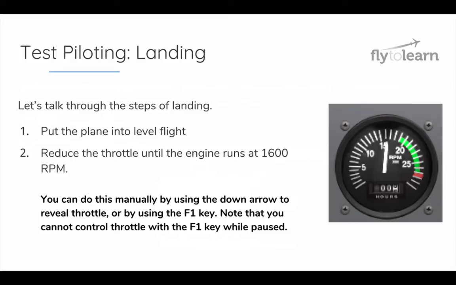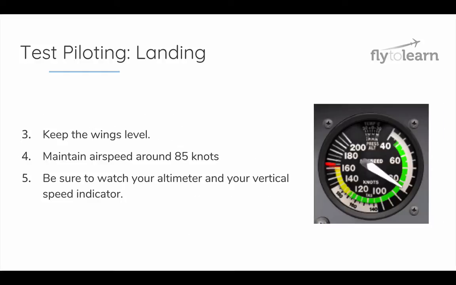For final approach, start by putting the plane into level flight, and then reducing your throttle until the engine runs at 1600 RPM. You can do this manually by using the down arrow to reveal throttle, and by using your mouse, or by using the F1 key. But note that you cannot use the F1 key while paused. As you fly, try to keep the wings level. Remember to use small movements of your mouse to adjust your plane's movement. Maintain airspeed around 85 knots. Be sure to watch your altimeter and your vertical speed indicator.